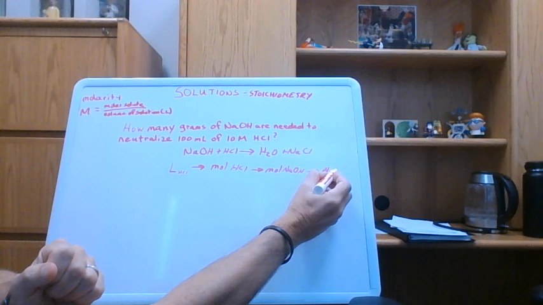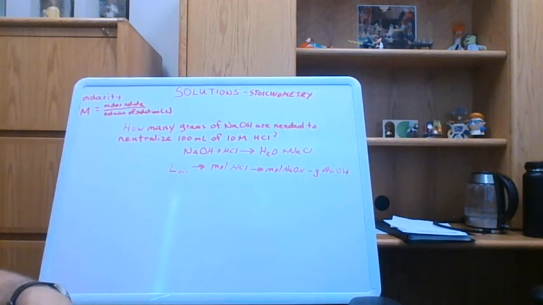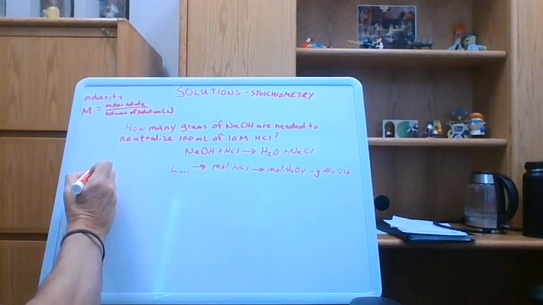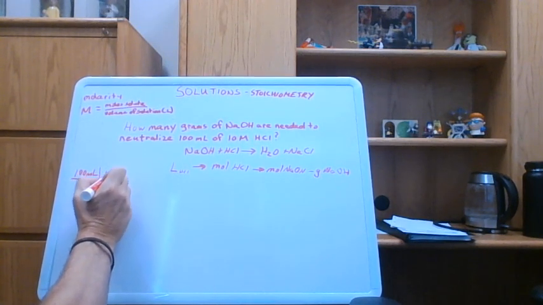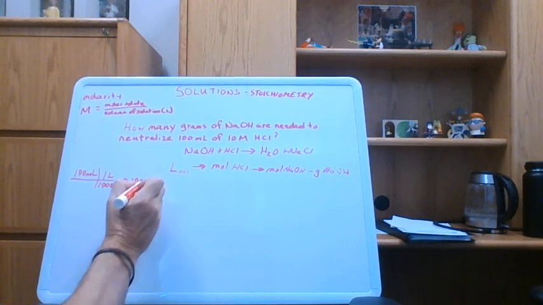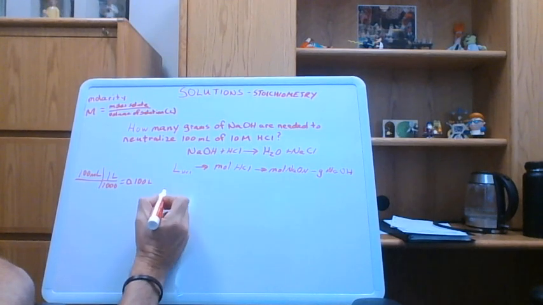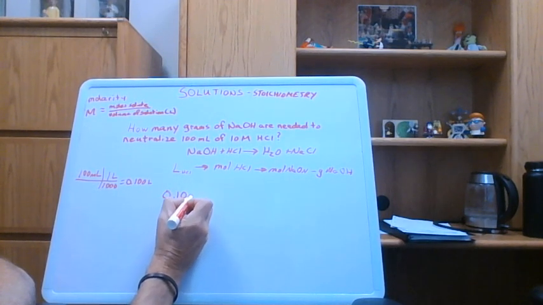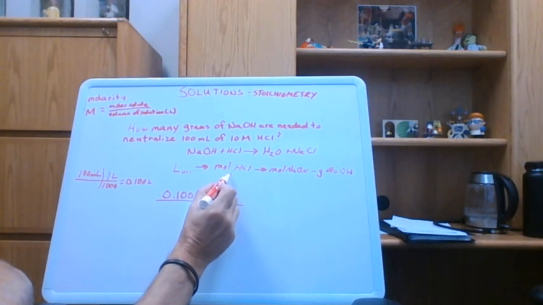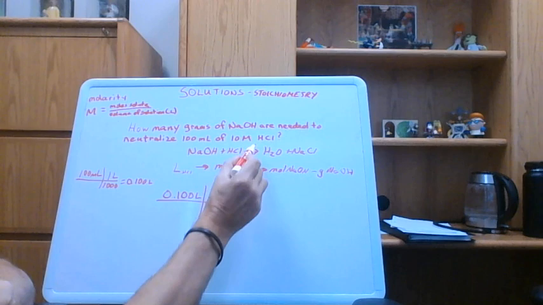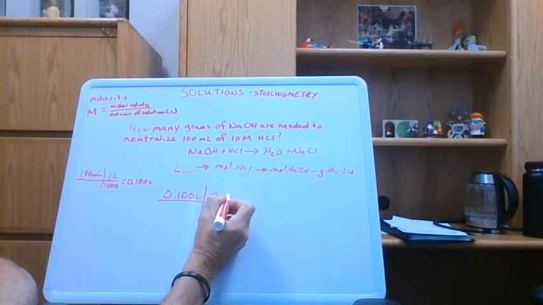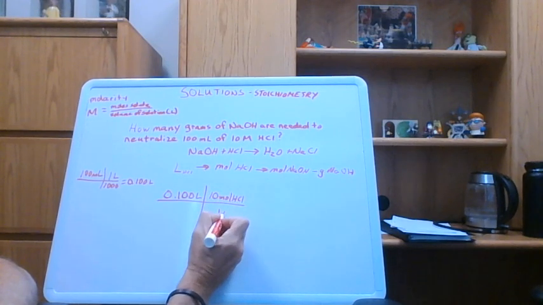Remember, from our mole map, if we have moles of something, we can always get grams of something. So we have 100 milliliters of this solution. We're going to quickly convert that to liters. So we have 0.100 liters. So that's going to be our starting point. This is 0.100 liter solution. And we're going to convert to moles of hydrochloric acid, and we're going to do that with the molarity. So we know that from 10 molar that we have 10 moles of HCl per every 1 liter of that solution.